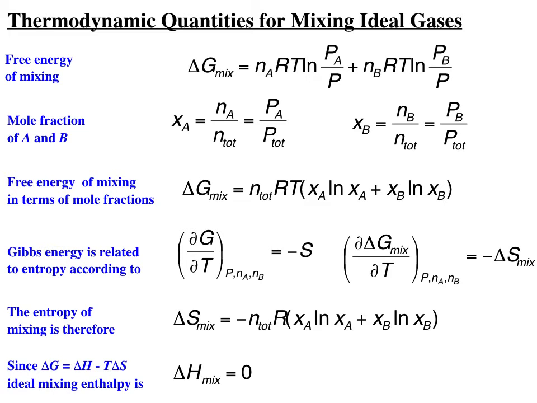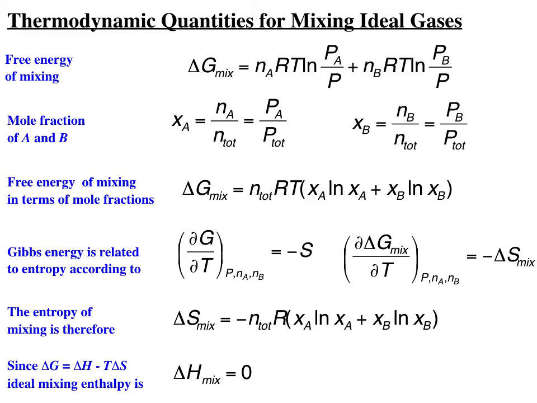Let's think a little bit about that. Notice, of course, XA is a fraction, XB is a fraction, so ln of XA is negative, ln of XB is negative, and then when you take that times the negative sign in front, I'm going to get a positive value for the entropy of mixing, as you would expect. I'm going to increase the randomization by mixing these gases together.